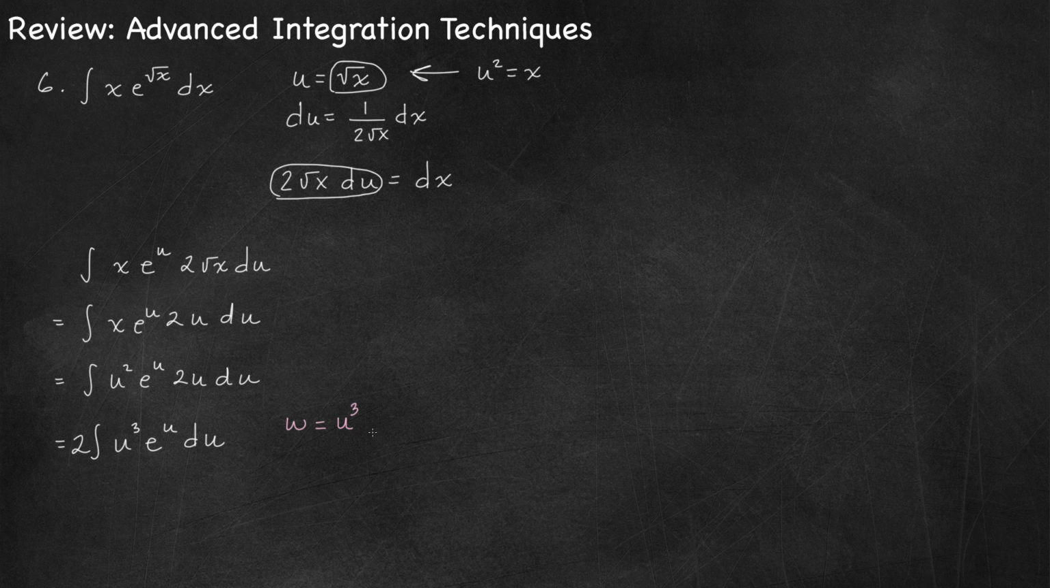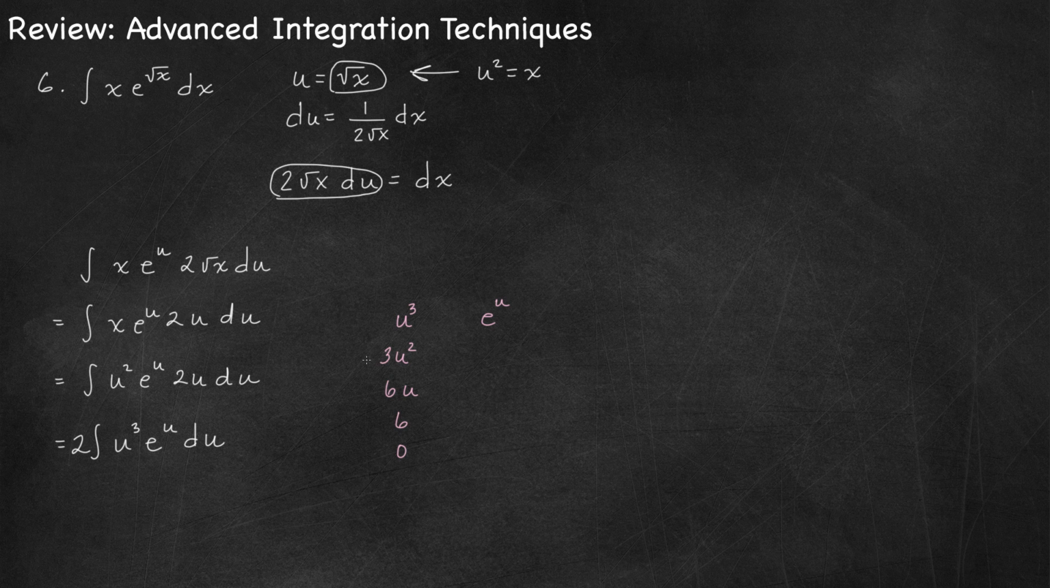And actually, you know what? We can use the tabular method here. Why don't we do that? And then I don't have to worry about what I'm calling it. So tabular method, my polynomial u cubed is what I'm going to take the derivative of, and then the e to the u du becomes my dv. That's what I'm going to integrate. So I have u cubed, 3u squared, 6u, 6, and then 0.